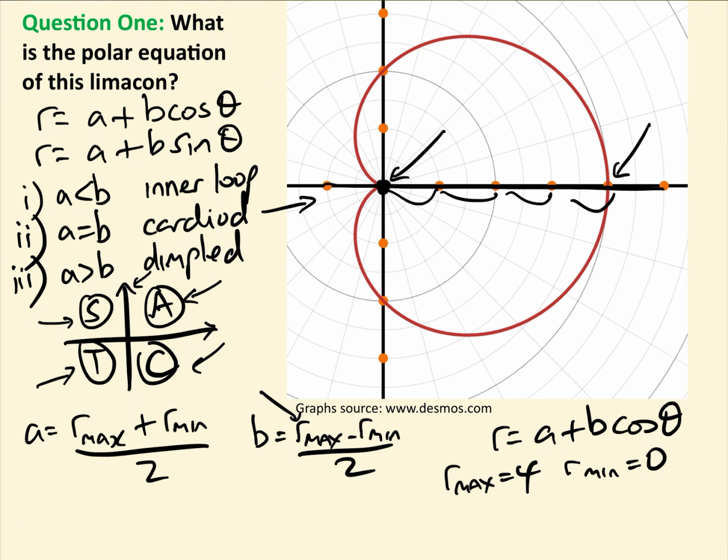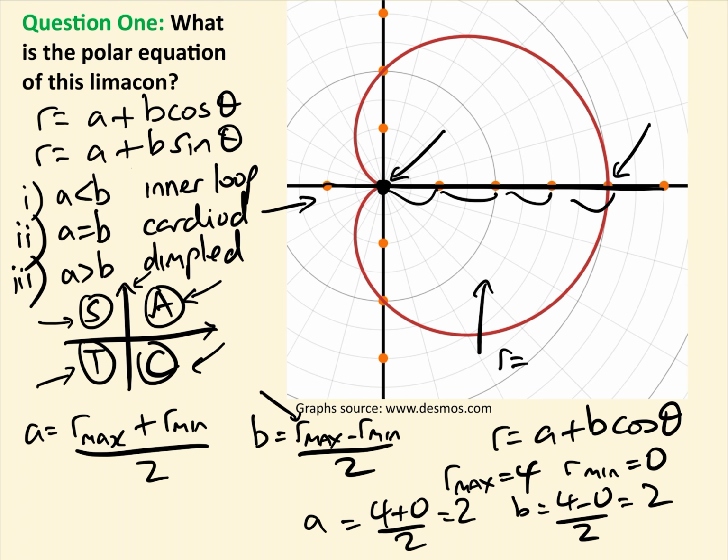So we have that a is equal to r max plus r min over 2, 4 plus 0 over 2, which is equal to 2, and b is equal to r max minus r min over 2, 4 minus 0 over 2, which also equals 2. Therefore the equation of this is r equals 2 plus 2 cos theta, which is a cardioid because a and b are the same, and it's got that lovely heart shape to it. So that's question number 1.